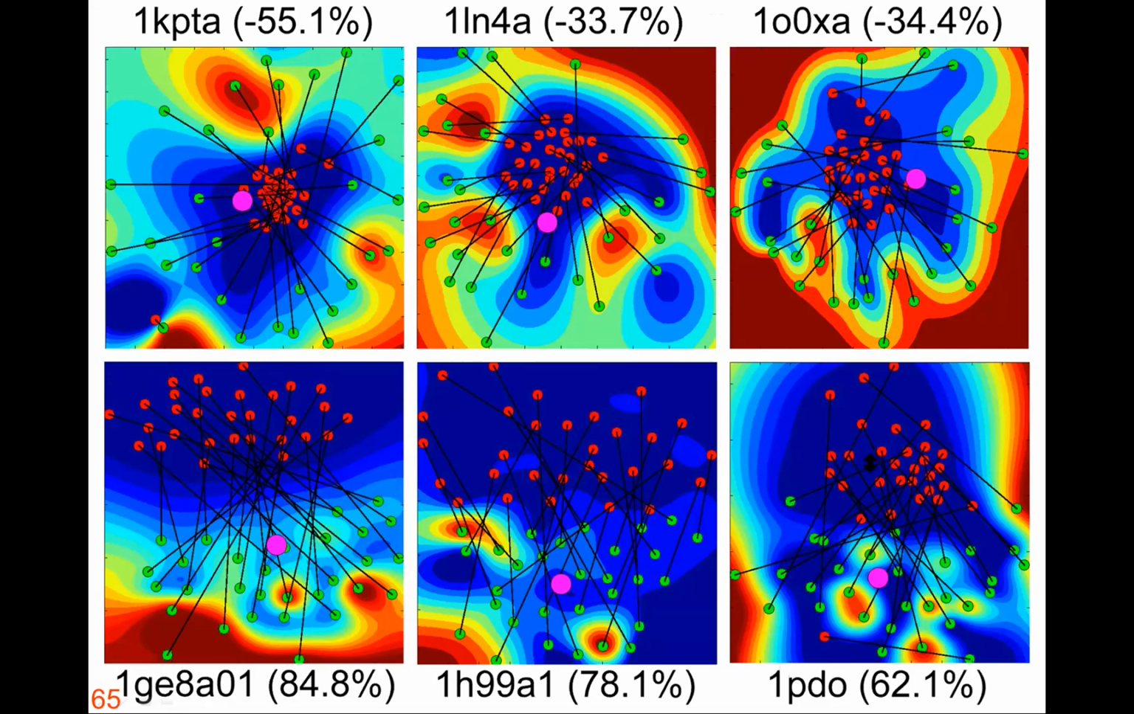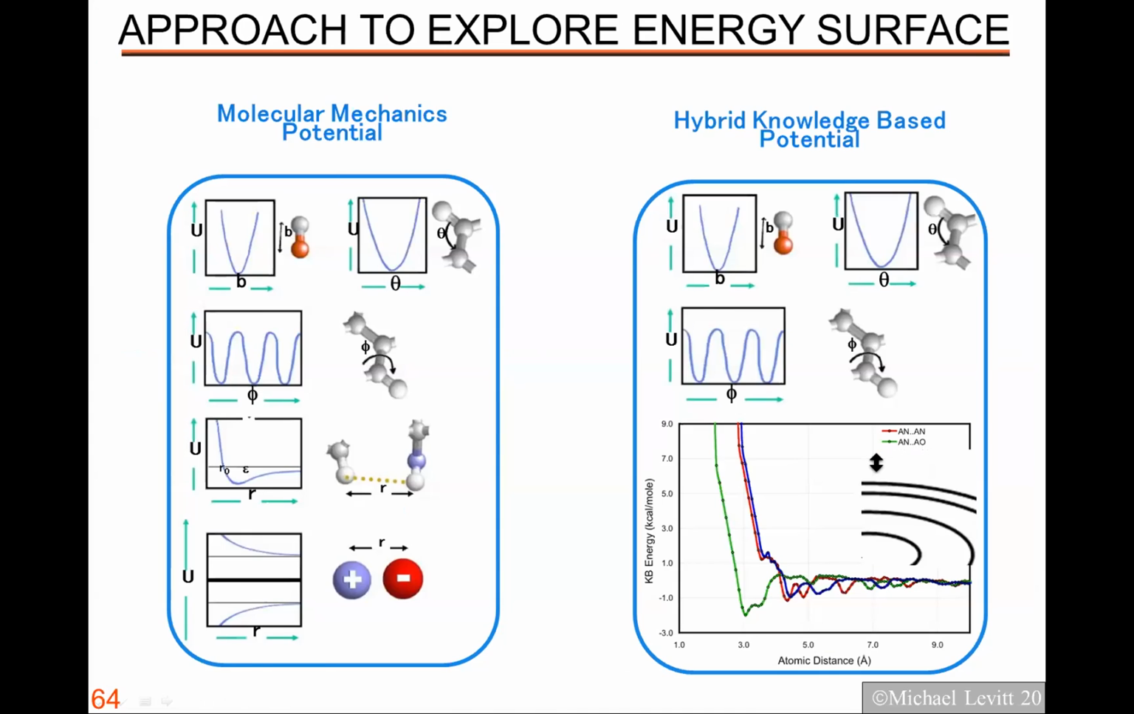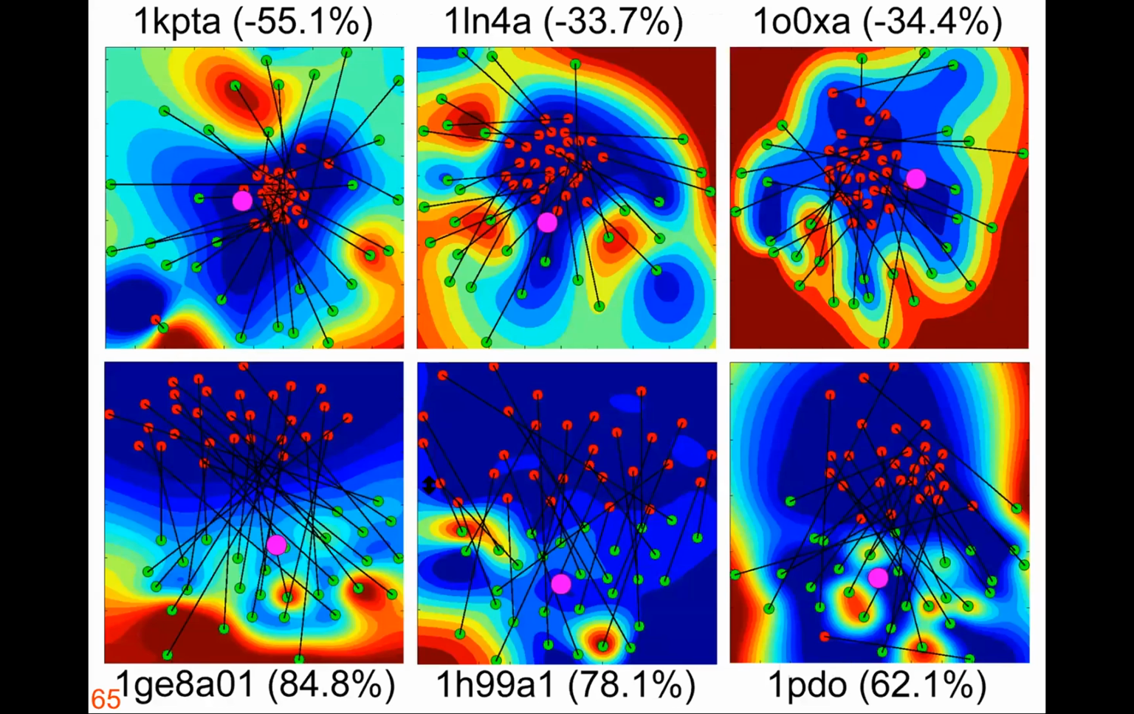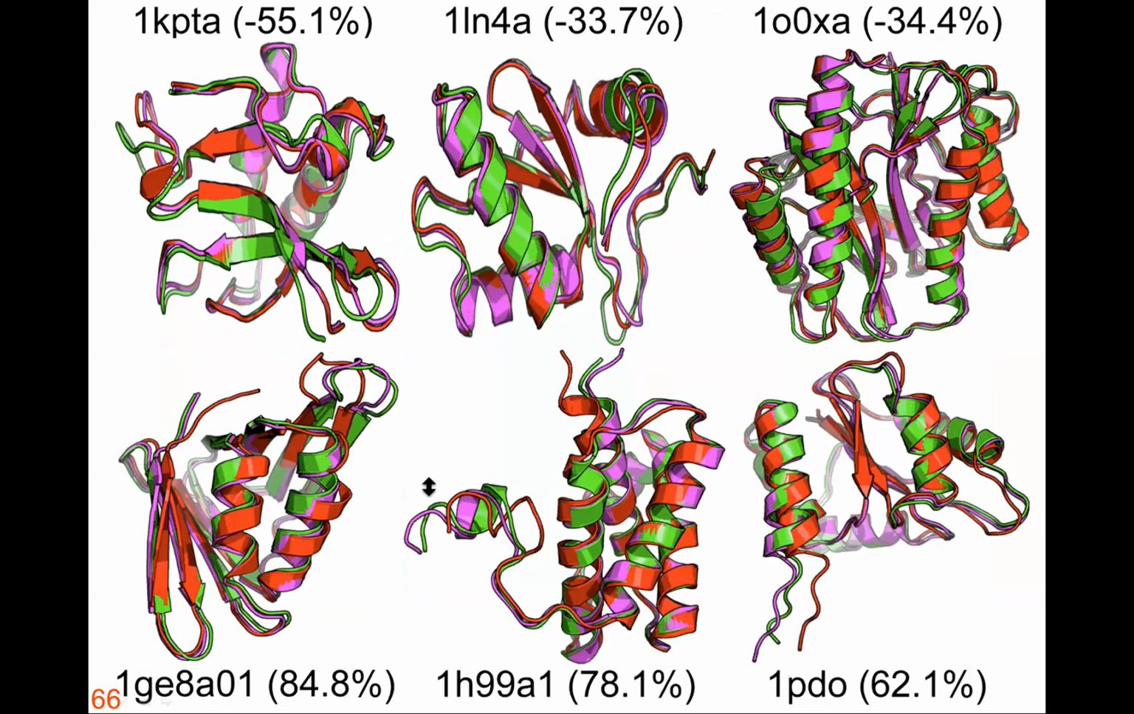And by using this method, we could show that the knowledge-based energy function was in fact better than the conventional Coulombic and van der Waals energy function. Now, this is just showing some of the structures. It's not terribly interesting. These movements are very, very small. It's just used for refinement.